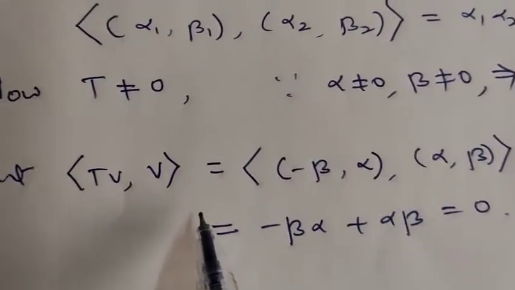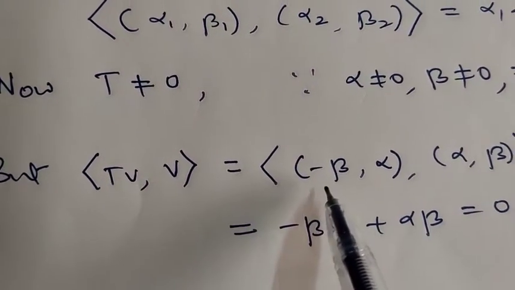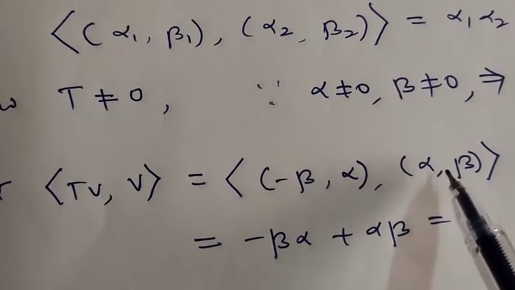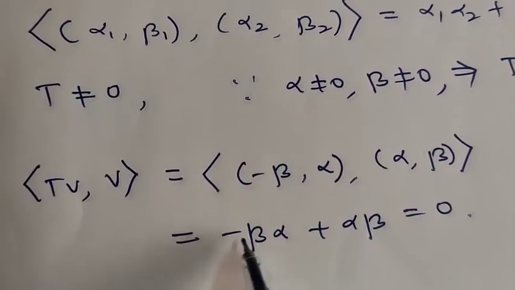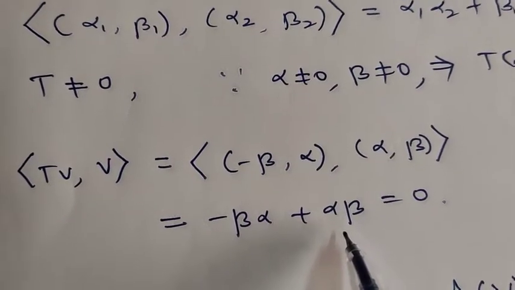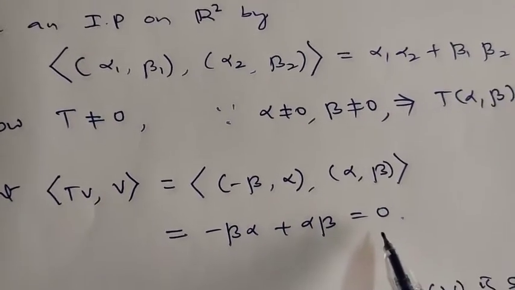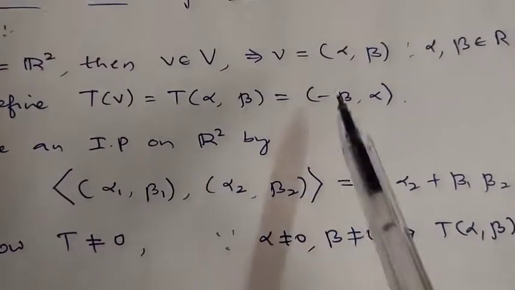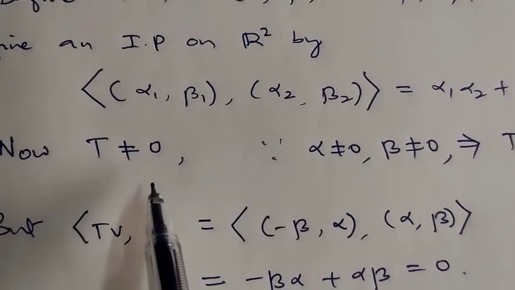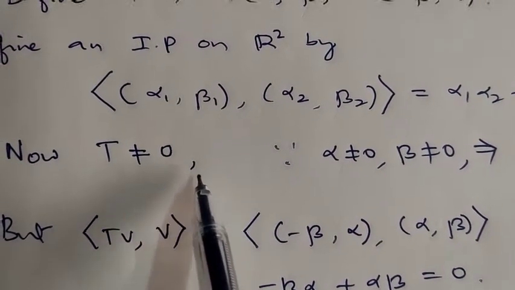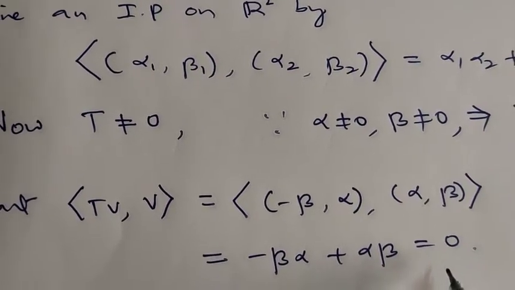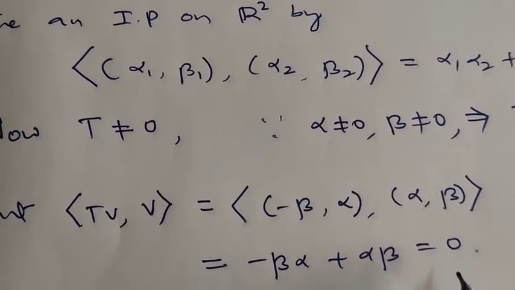But the inner product of T of v comma v is what? T of v is T of alpha beta, meaning minus beta comma alpha, and v is alpha comma beta. So by the definition of an inner product, this will be minus beta into alpha plus alpha into beta, which is equal to 0. Do you understand now? Here v is a non-zero element, and although T is not the zero transformation, the inner product of T of v comma v is 0. So the above result may not hold true in the real case.